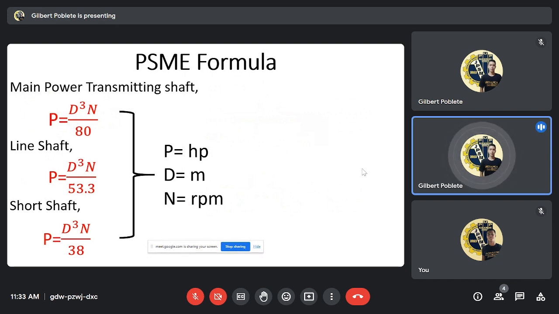So for main power transmitting shaft, we have power is equals to D cube times N over 80. So for line shaft, we have D cube N over 53.3. And for short shaft, we have D cube N over 38. So unit naman natin dito is HP, diameter in inches, tapos RPM.